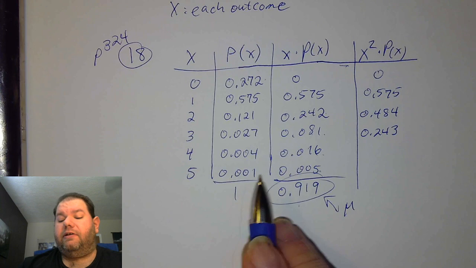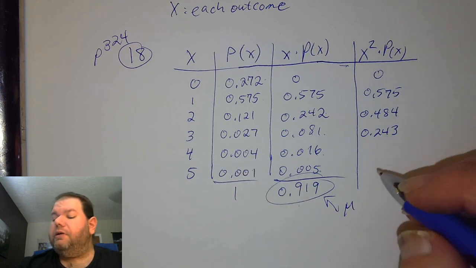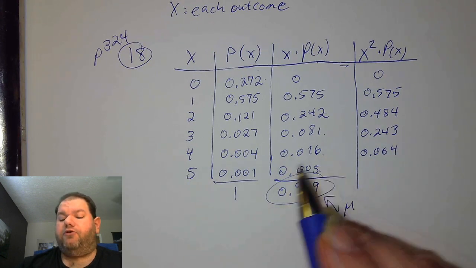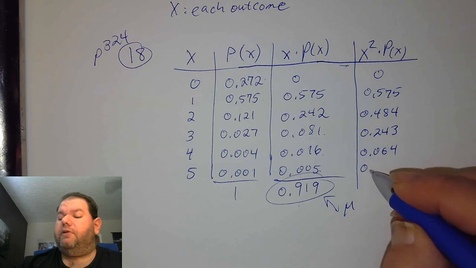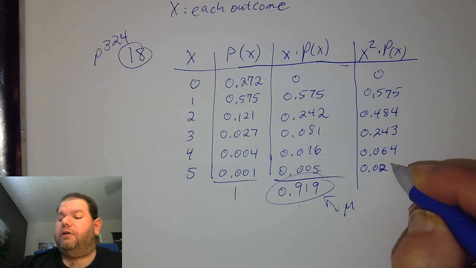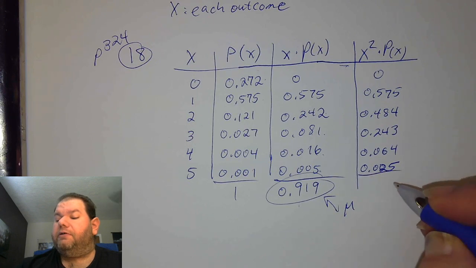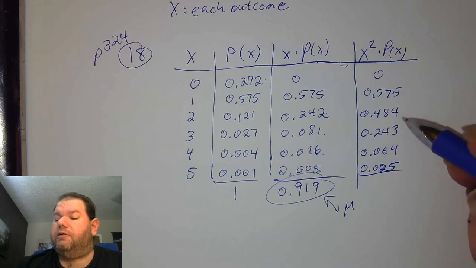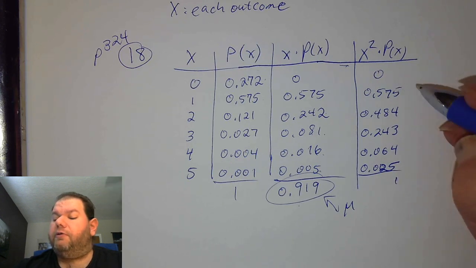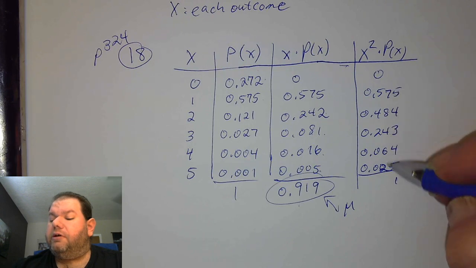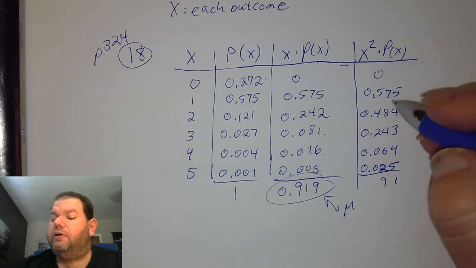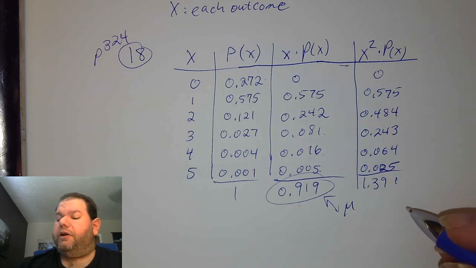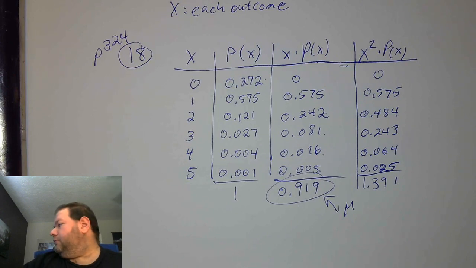0.243. 4 squared is 16 times 0.004, which is 0.064. And 5 squared is 25 times 0.001, so that's 0.025, sorry. And again, adding up this last column, carry 2, 10, 21, 29, carry 2, 11, 13, we have 1.391, sorry.